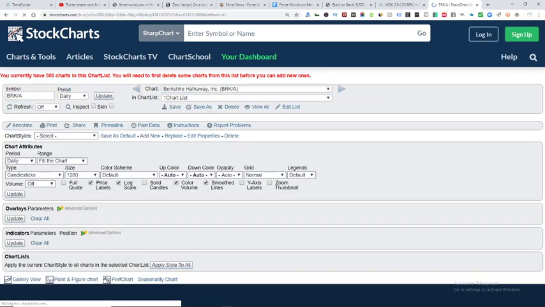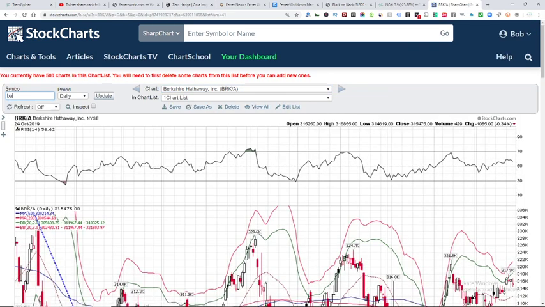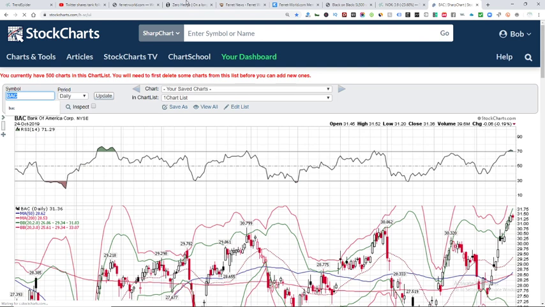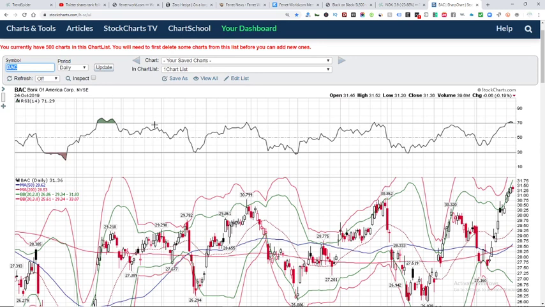Okay, I don't have it up here. I have to clean this up from time to time. You currently have 500 charts. They limit me to 500 charts per list, and it irritates the heck out of me.